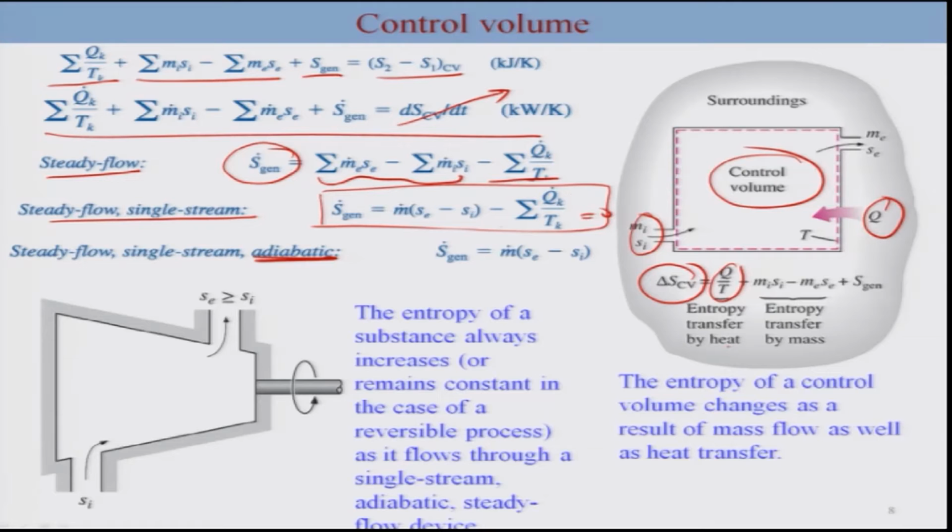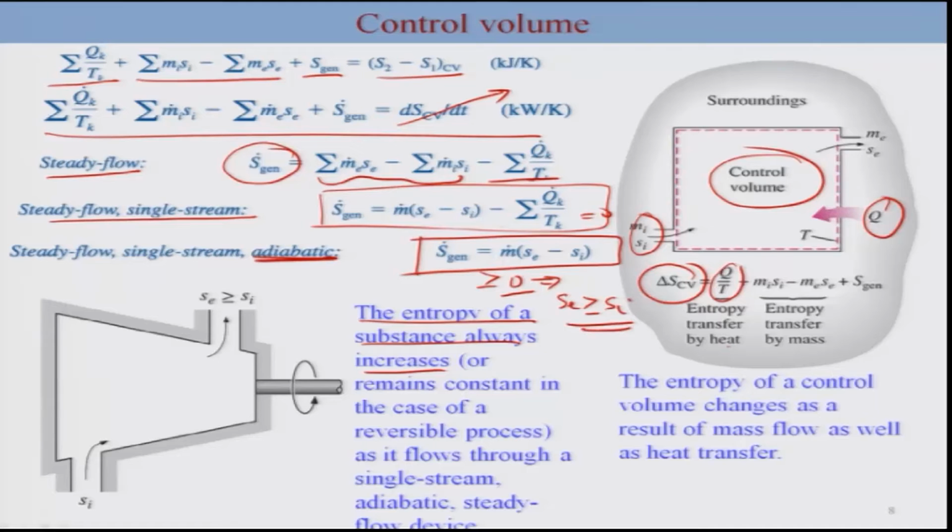So this is 0 for adiabatic, and thus your S generation is simply the entropy of the exit stream minus the entropy of the inlet stream. That will be S generation. So that is the way to look into this aspect of entropy. From this analysis, the entropy of a substance always increases or remains constant in the case of a reversible process as it flows through a single stream adiabatic steady flow. So this tells you that S generation is going to be greater than or equal to 0, which essentially means that S exit is going to be greater than or equal to S inlet for a steady state single stream process. So this is your control volume.